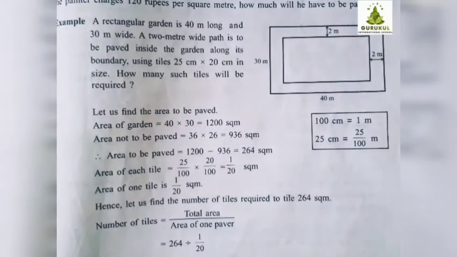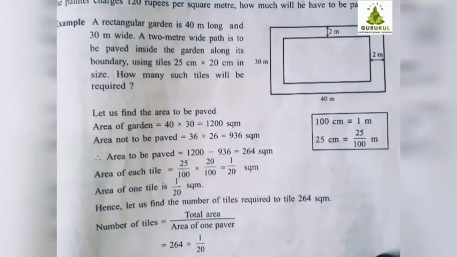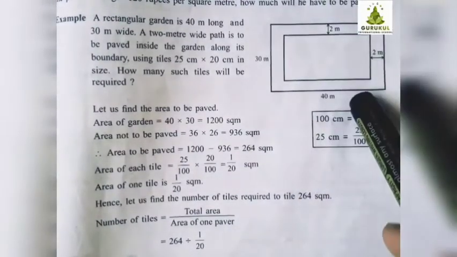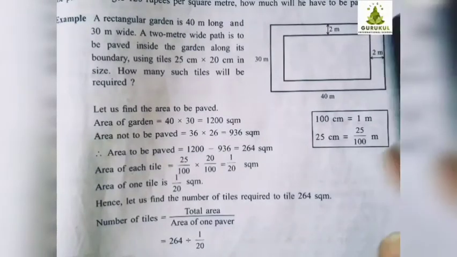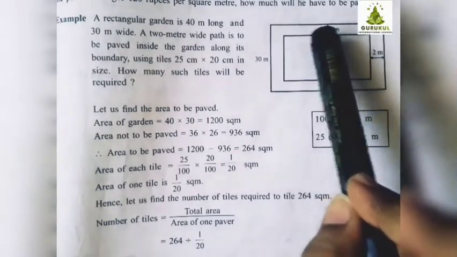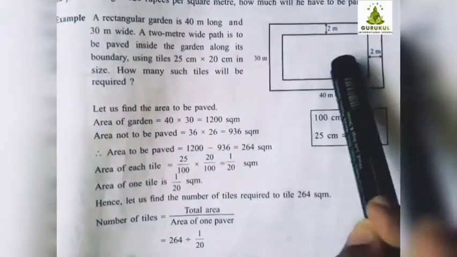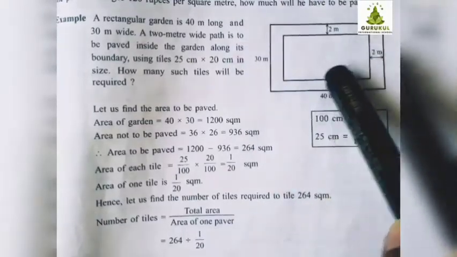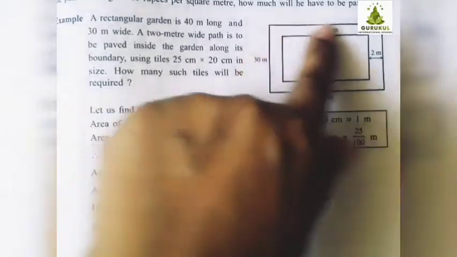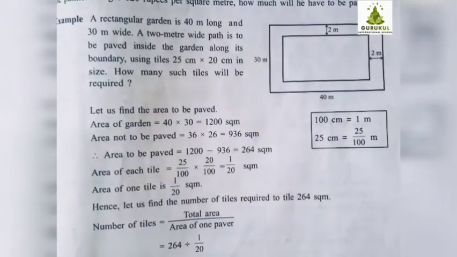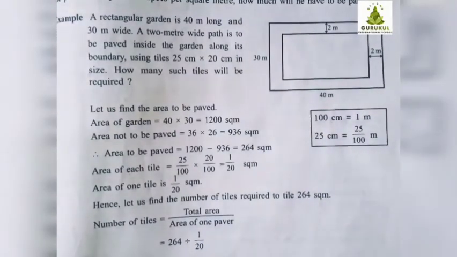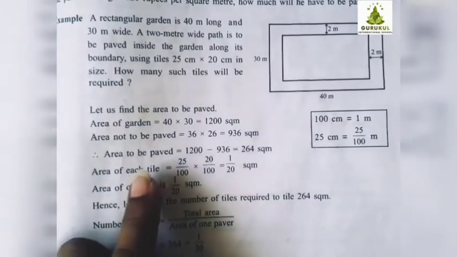Now we have to find how many such tiles will be required. So in this example we first have to find the actual area of the garden. From that we have to subtract the area which is not to be paved, meaning inside this one. Then from the total area, if you subtract the inside, what area will be left? This boundary will be left. And if we divide that area by the tile size, we can find the number of tiles. Now let us see how it is to be solved.